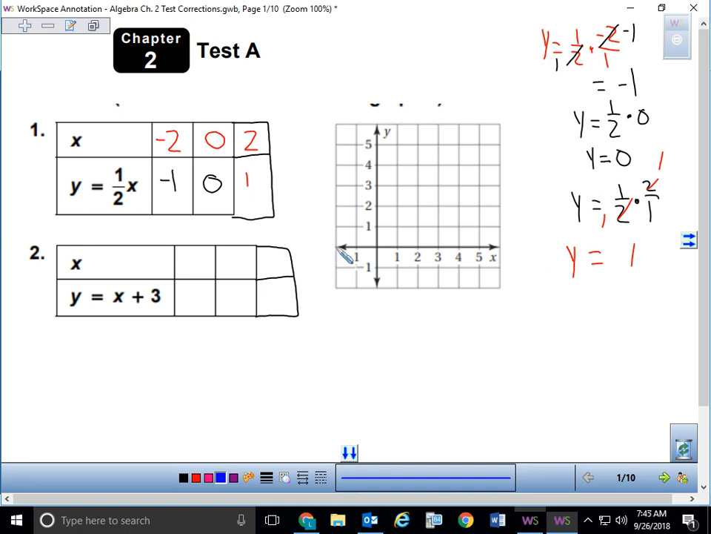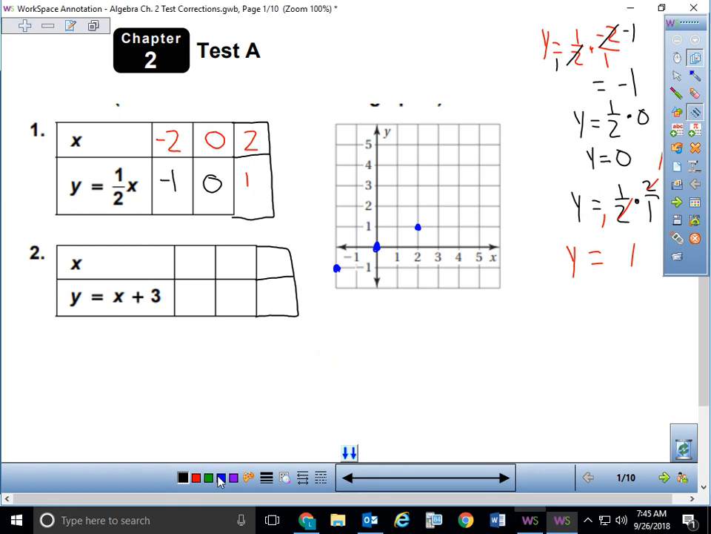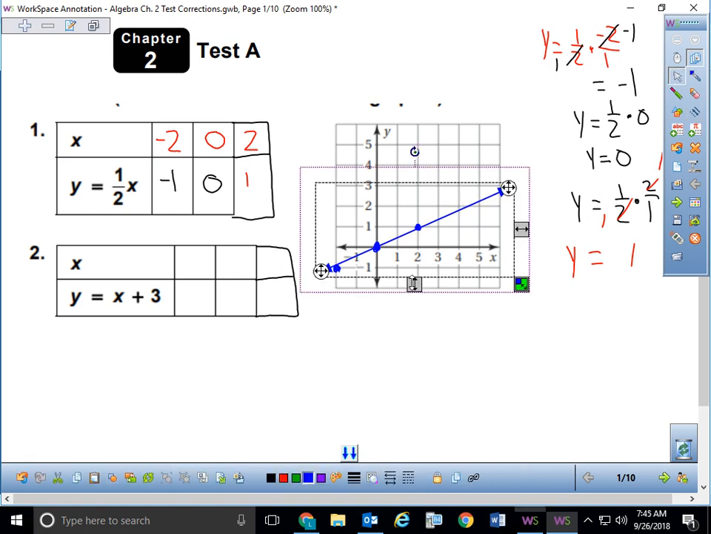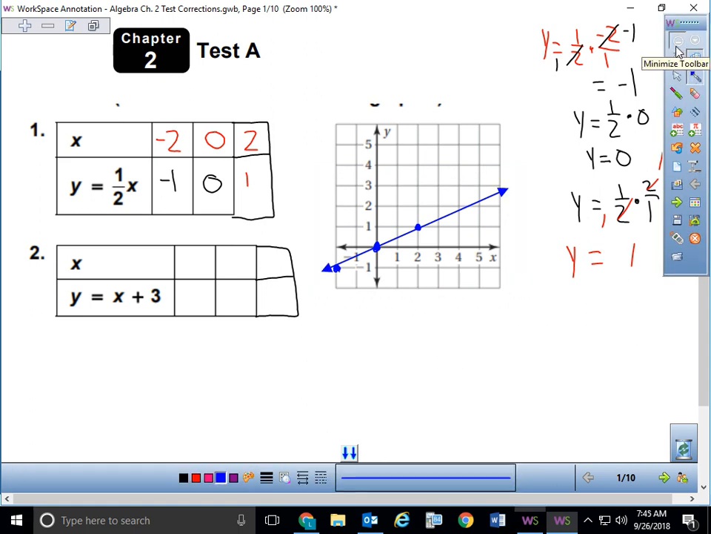So -2 is about right here, down -1. Stop, draw a point. 0, 0 is the intersection of our x and y axis. That's the origin. 2, 1 means I run right 2, fly up 1. We stop, and we draw a point. Here, let me do this in blue. You should be doing your best with your rulers to connect your points. Not too bad for me. There you go.